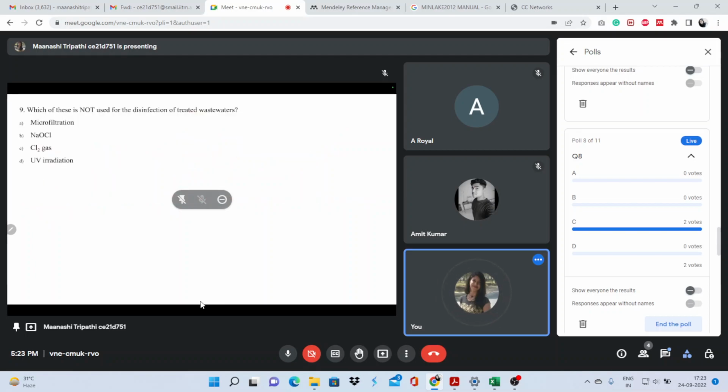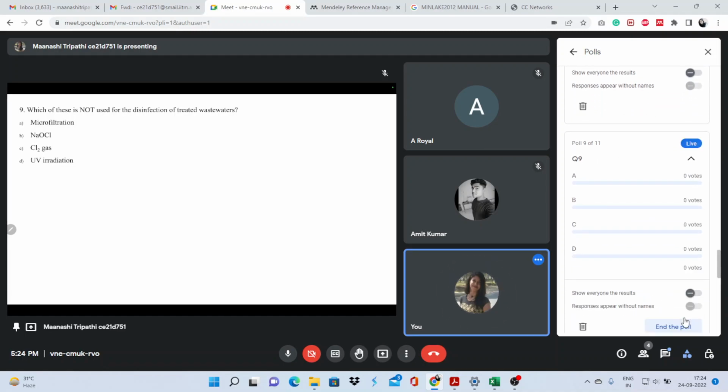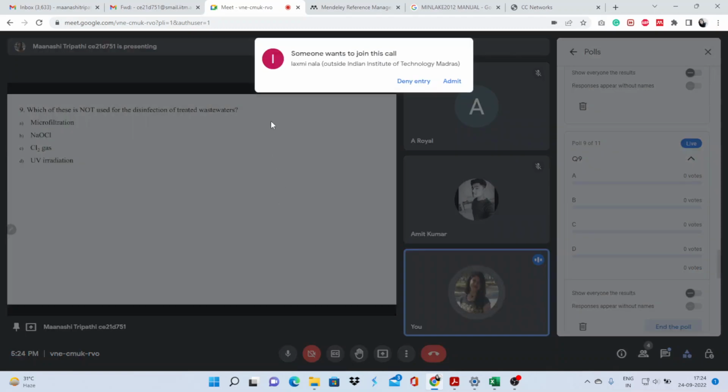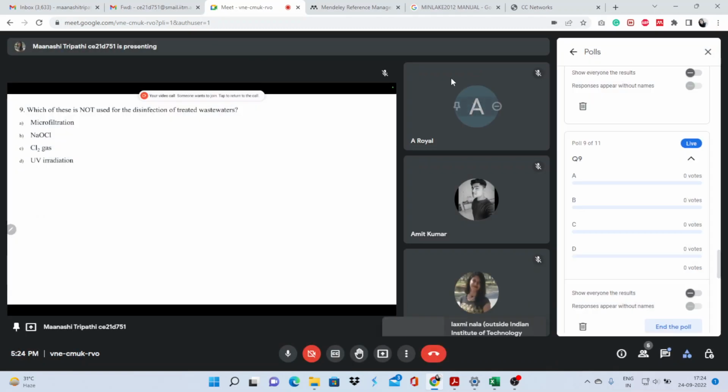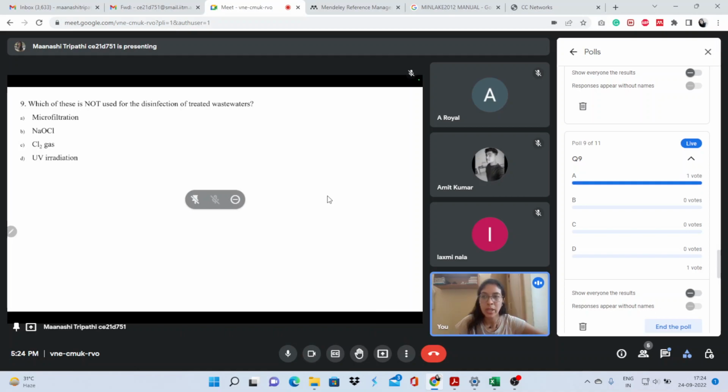Okay, so this is question number 9 and these are the polls for question number 9. Which of these is not used for disinfection of treated wastewater? Microfiltration, sodium hypochlorite, chlorine gas or UV radiation? We are talking about treated wastewater. So which is not used for treated wastewater?